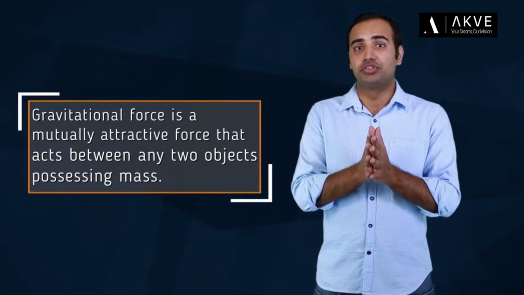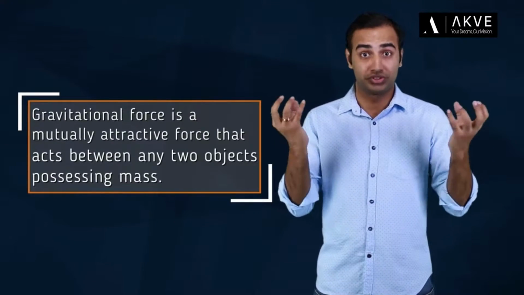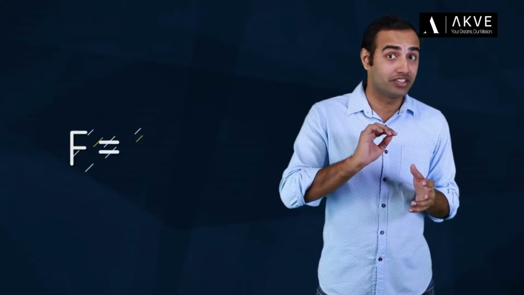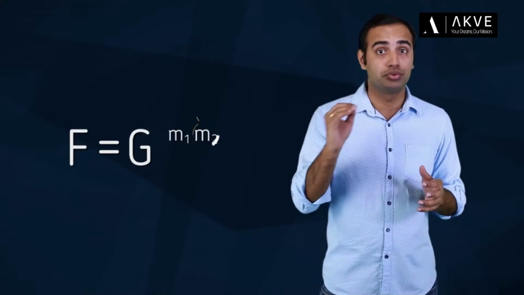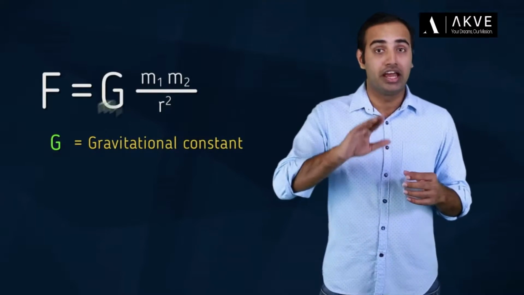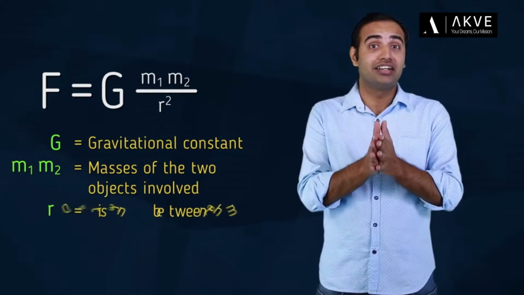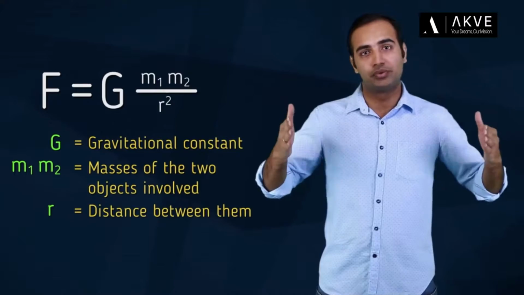In the last video, we talked about the universal law of gravitation given by Isaac Newton. He said that gravitational force is a mutually attractive force that acts between any two objects possessing mass. Now, the magnitude of gravitational force is given by F is equal to G times m1 m2 divided by r square, where capital G here is the gravitational constant, m1 and m2 are the masses of two objects involved, and r is the separation or the distance between them.